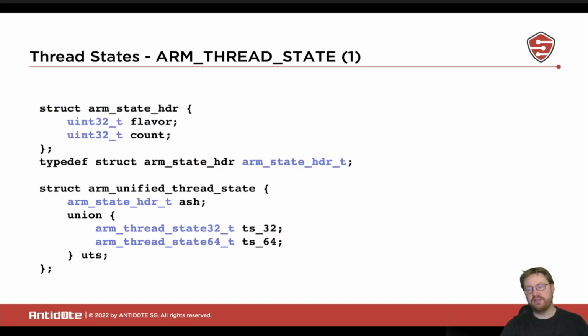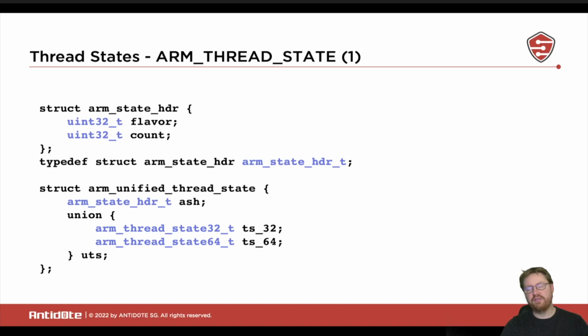However, more common is actually that you get flavor 1. And flavor 1 is basically like a wrapper. It's the so-called ARM unified thread state. And the idea here is that the thread state basically has a little header inside that gives us a subflavor and the amount of elements inside the subflavor. So you would be able to, for example, see a flavor 1, and inside you would have a flavor 6. So the ARM thread state 64 would be inside the unified state.